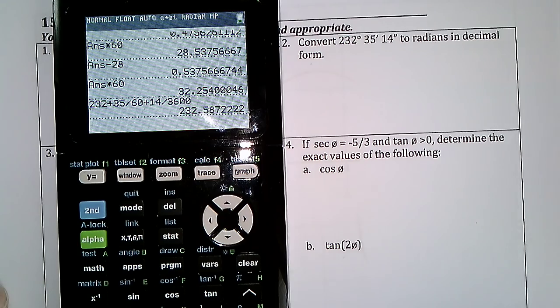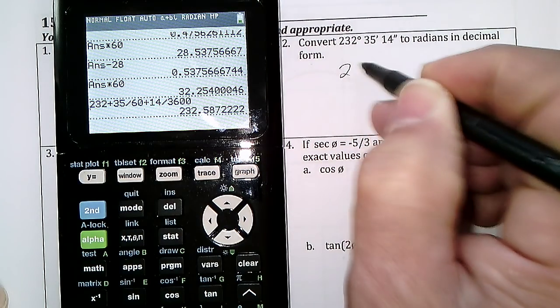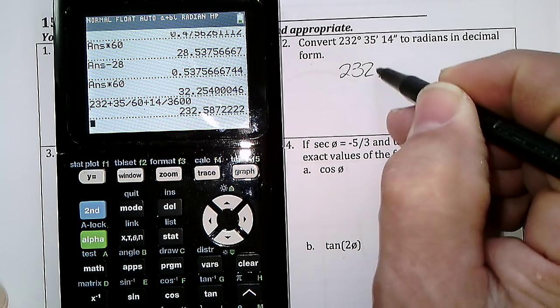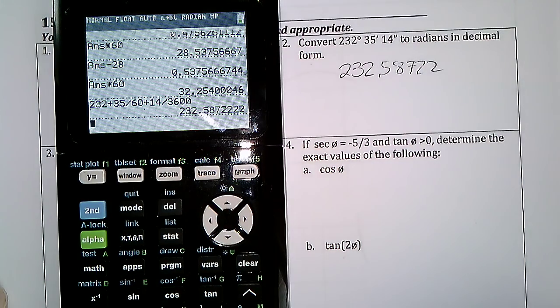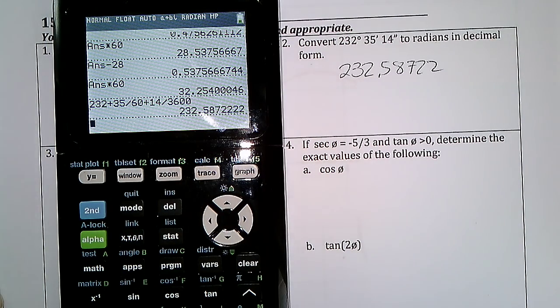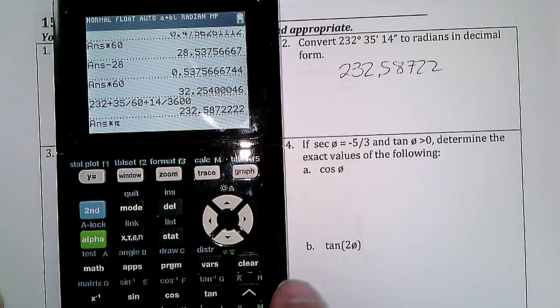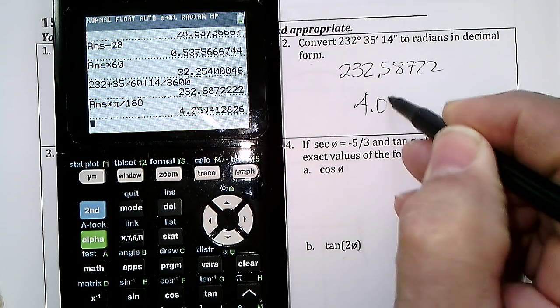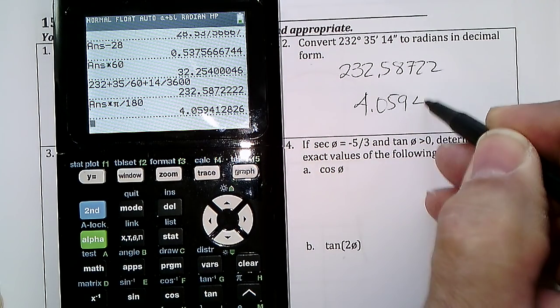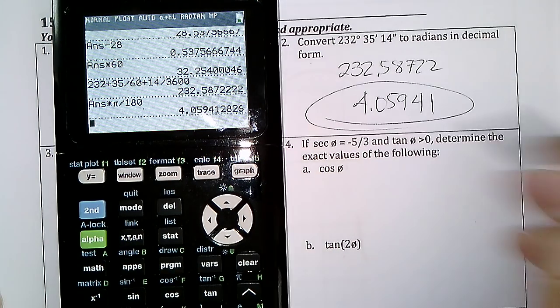And there's the answer in decimal form for degrees, 232.58722. Now to convert that to radians, I have to get the degrees to cancel and get radians, so I have to multiply by pi and divide by 180. And I get 4.05941 radians.